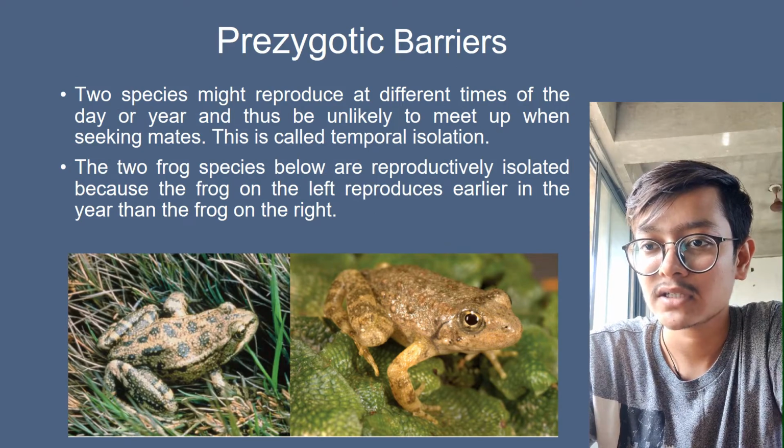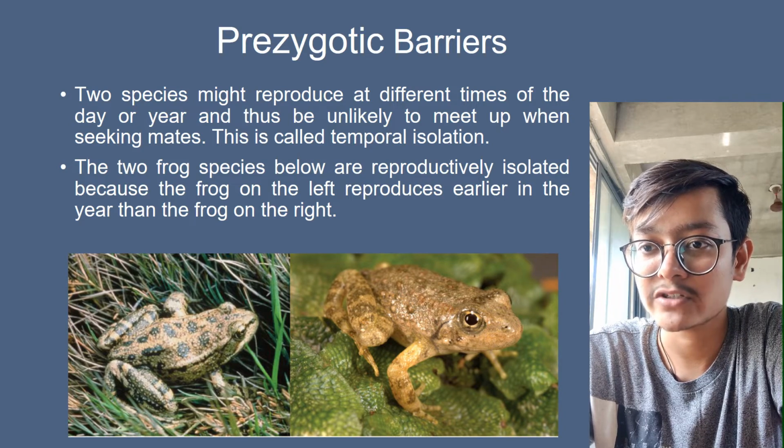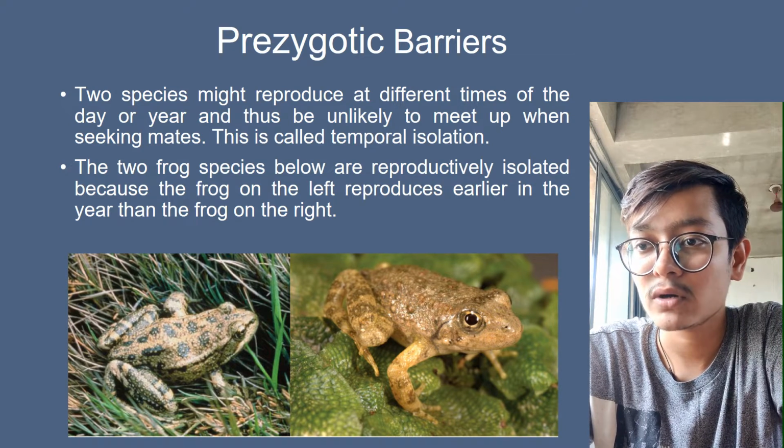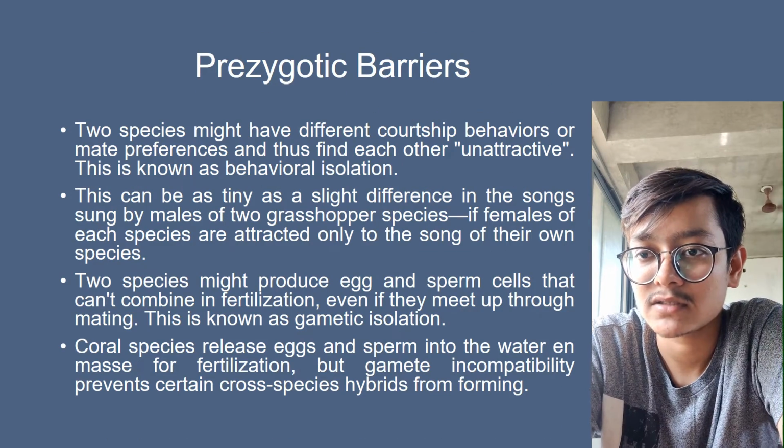Now let us discuss our second scenario. Two species might reproduce at different times of day or year and thus be unlikely to meet up when seeking mates. This is called temporal isolation. The two frog species below are reproductively isolated because the frog on the left reproduces earlier in the year than the frog on the right.